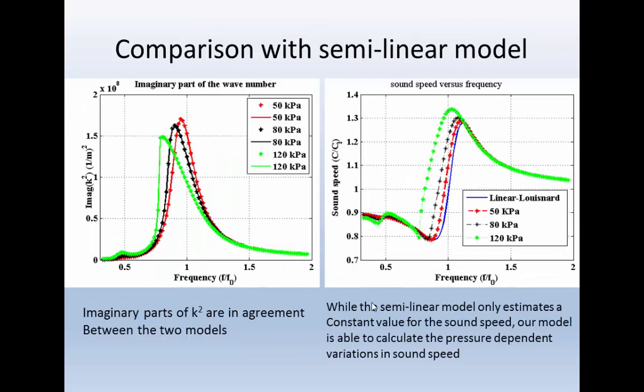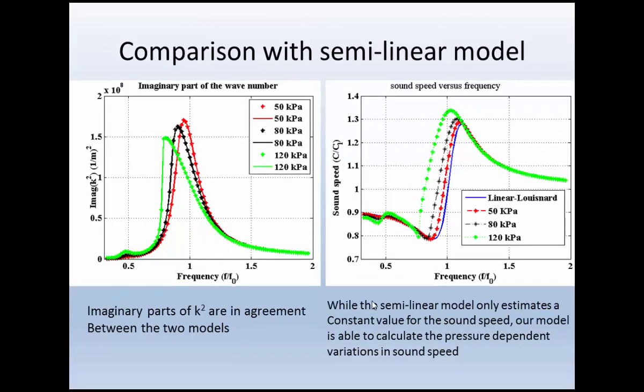If we compare our model with the semi-linear model, we see that the imaginary part of the wave number squared, which is plotted here on the y-axis versus the normalized frequency, agrees very well with the semi-linear model at different pressures. So in red, we have 50 kilopascal. The black line shows the 80 kilopascal sonication pressure, and the green line shows the 120 kilopascal sonication pressure. Here again, the void fraction is 5 multiplied by 10 to the power of minus 5 meter cube, and all these results are for a 2.5 micrometer radius bubble.